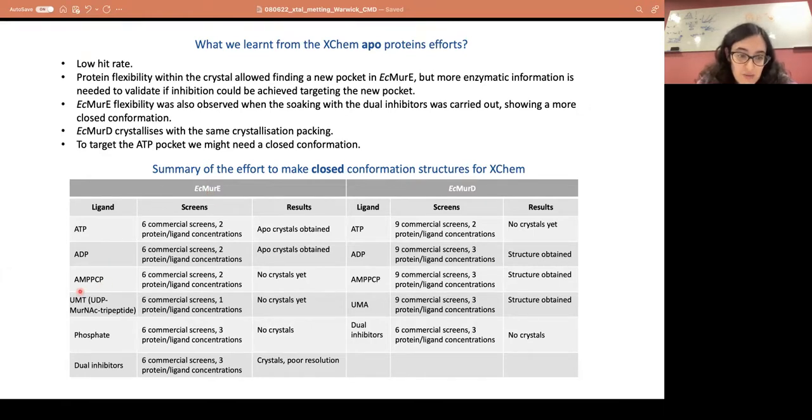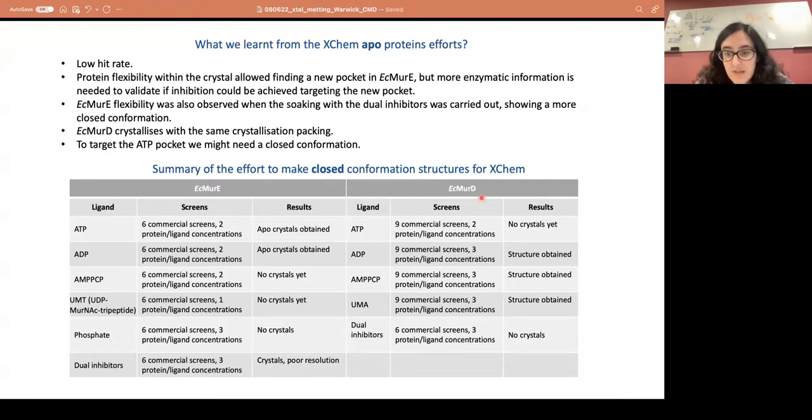ATP, AMPCP, the tripeptide, some phosphate as well, just in case, and dual inhibitors. And none of these showed any good crystals. They were all APO crystals in the same APO conditions that I was getting before. And I got some crystals with the dual inhibitors in a different condition, but those had really poor resolution, around 8 angstrom resolution, so I couldn't do much with them.